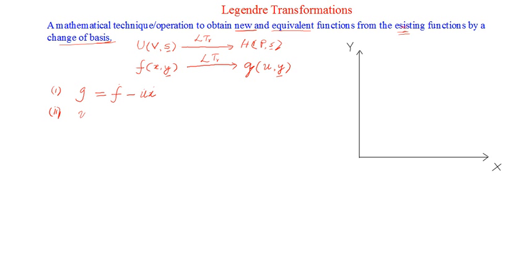u should be equal to dou f, or I can say df. Okay, so let me just take it, dou f by dou x. You know why I'm preferring the partial derivative? Because f is a function of both x and y. So I'm taking the partial derivative. So if u is the partial derivative of f with respect to x, then I can always define the new function g as f minus ux.